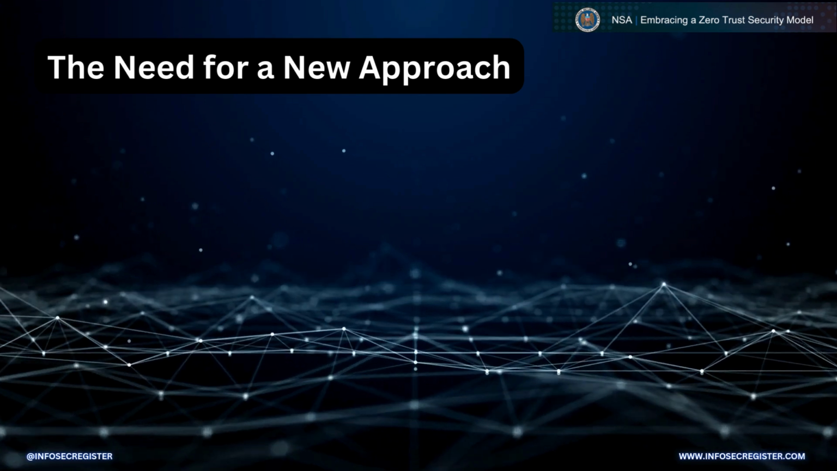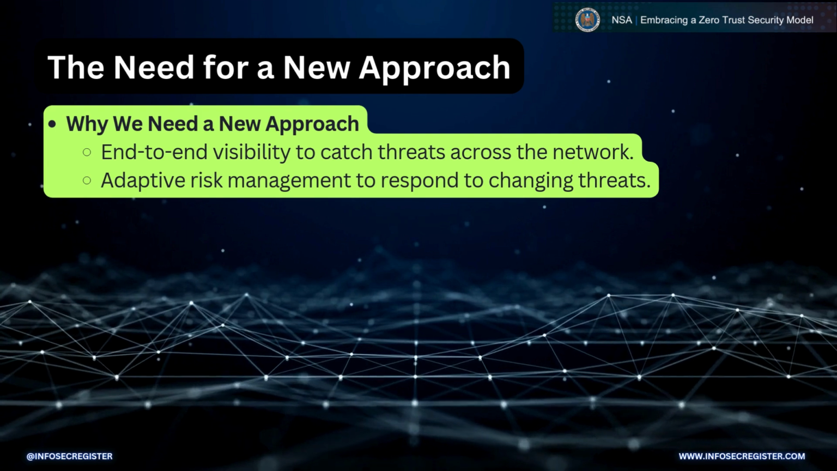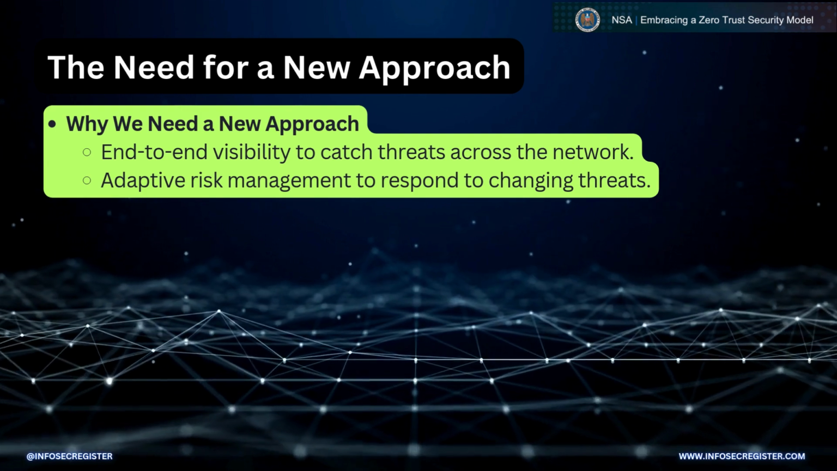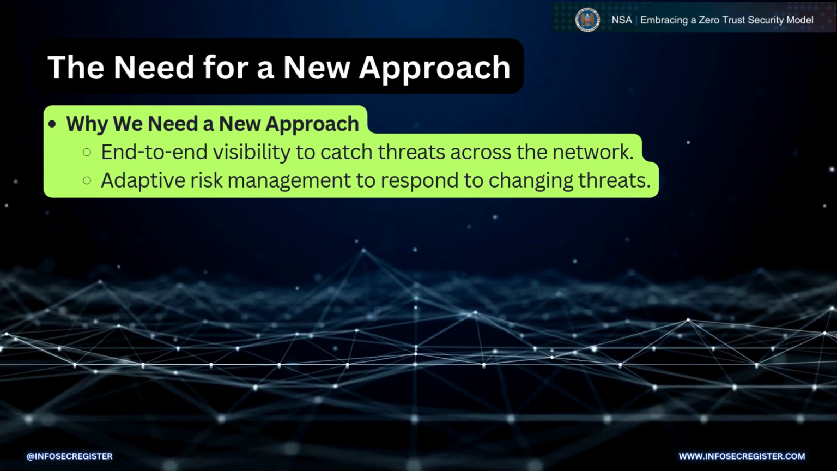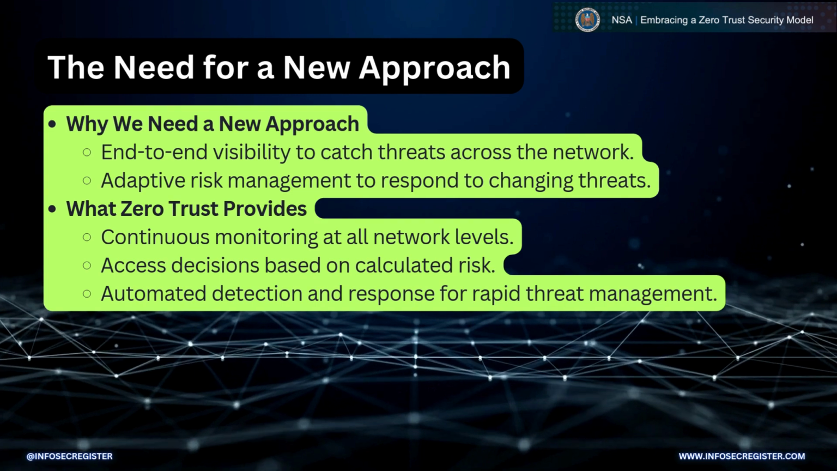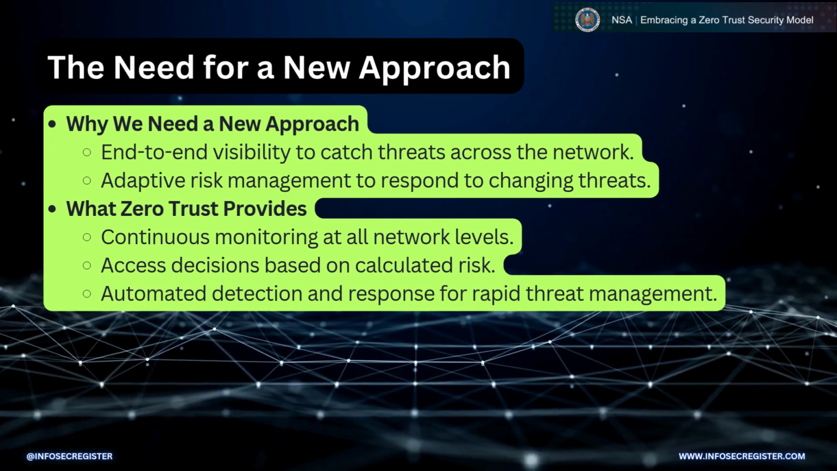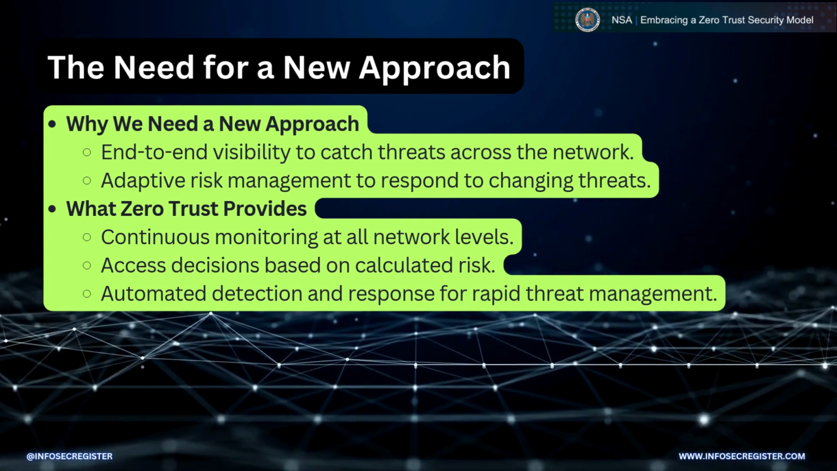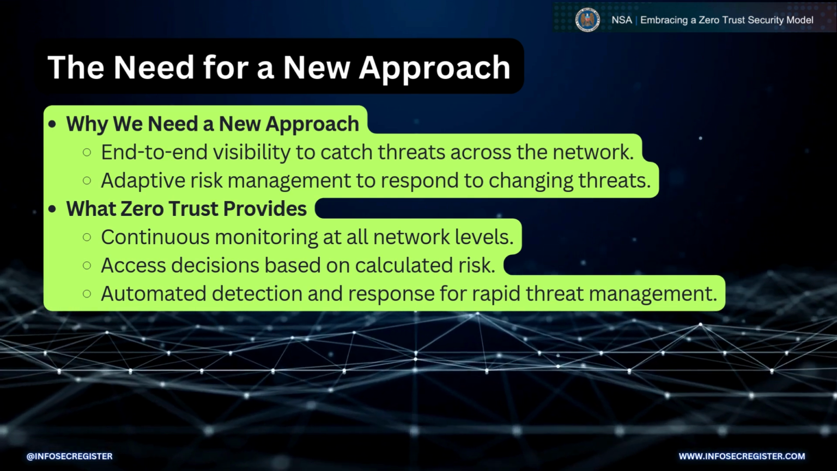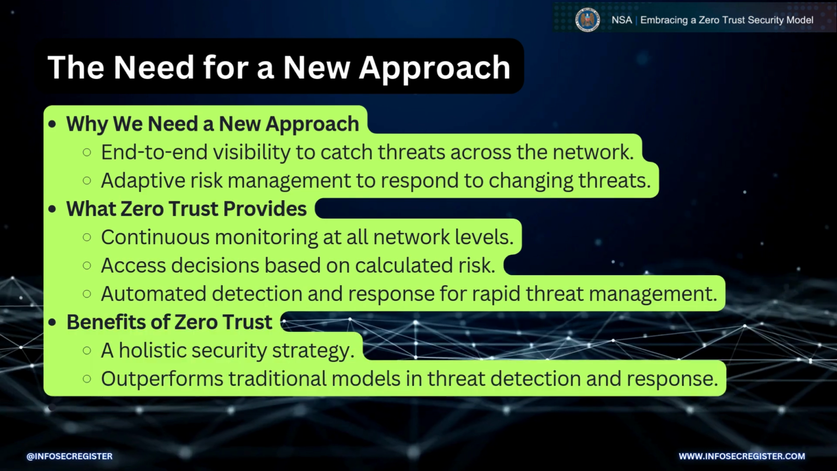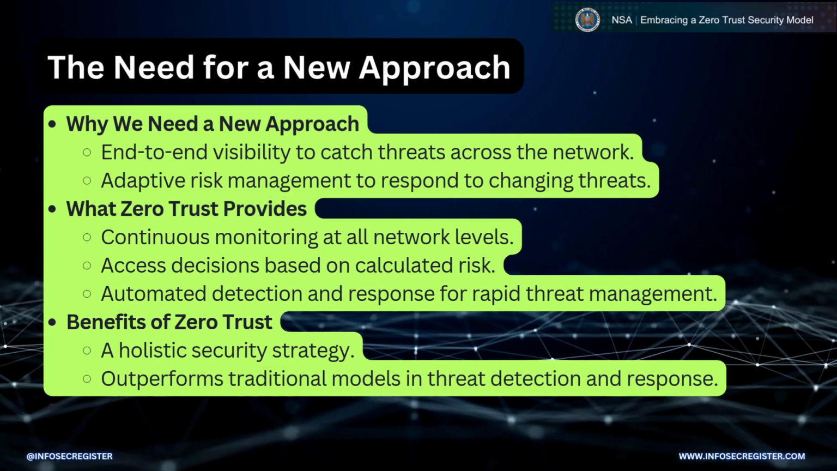To counter these sophisticated threats, organizations need a security approach that offers end-to-end visibility, adaptive risk management, and automated response mechanisms. Zero Trust is a model that incorporates all these elements. It involves implementing monitoring at all network levels, making access decisions based on calculated risk, and using automation to detect and respond to threats quickly. This holistic approach strengthens security in ways traditional models cannot.